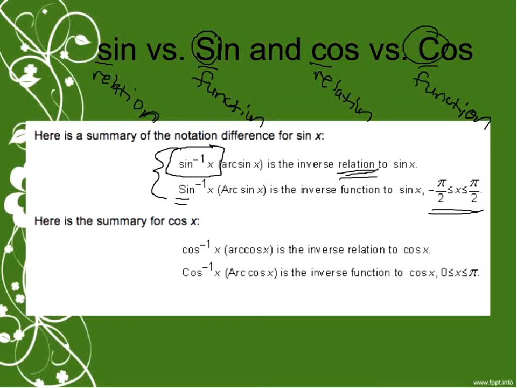Does that make sense, the difference between the two? Relations have tons and tons of coterminal angles. When it's telling you it's a function, it's talking about a very specific portion of your graph, just like we saw with that principal branch.